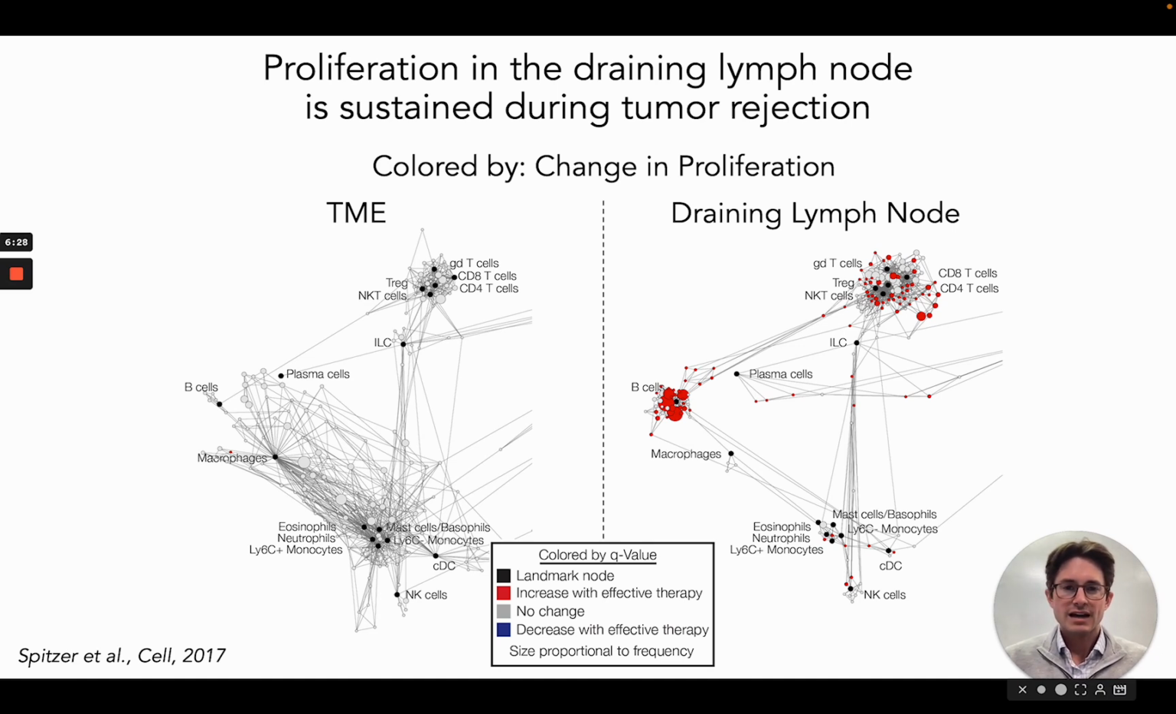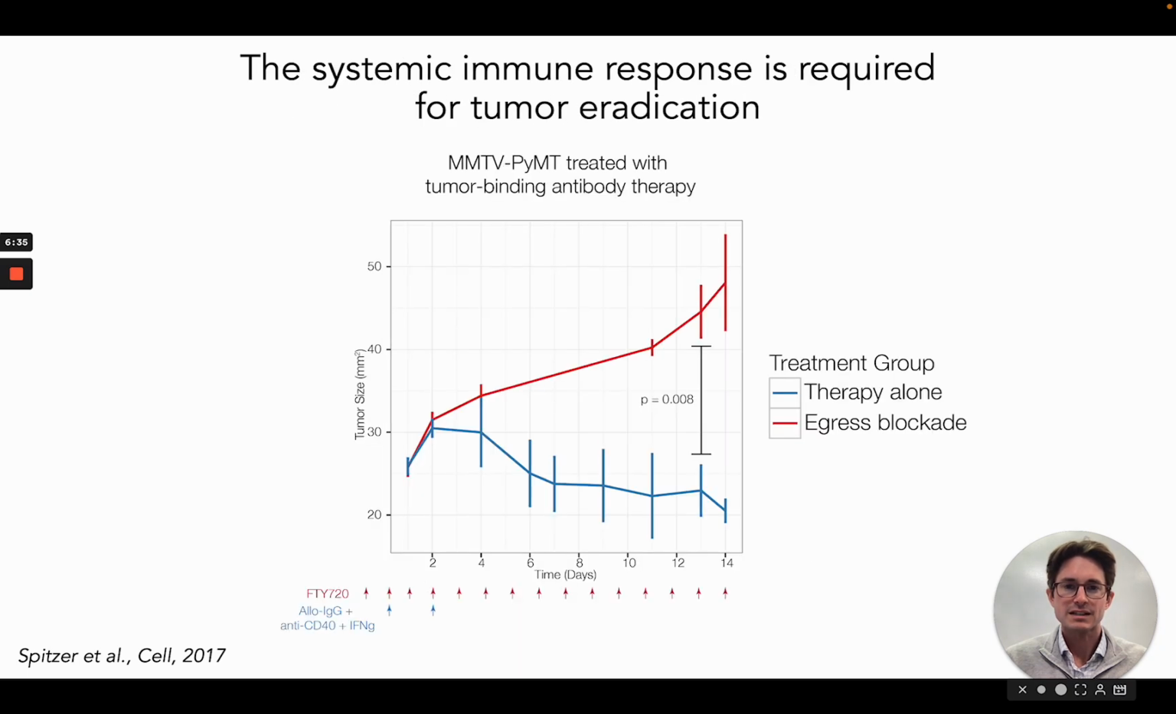So that really led us to ask the question, are these responses from outside of the tumor important for driving anti-tumor immunity and efficacy? And one way that we went about testing this was to block the egress of immune cells from the secondary lymphoid organs, such as the lymph nodes. So we asked, if we prevent cells from leaving the lymph nodes at the time that immunotherapy is given, will it still be effective? And we did this using a molecule called FTY720 that blocks the sphingosine-1 phosphate receptor on immune cells, preventing them from leaving the lymph nodes.